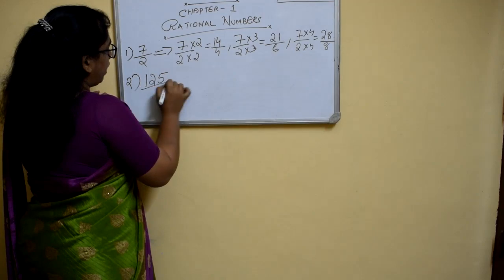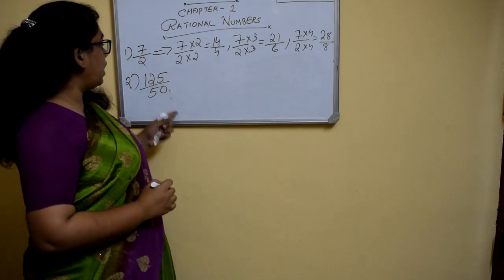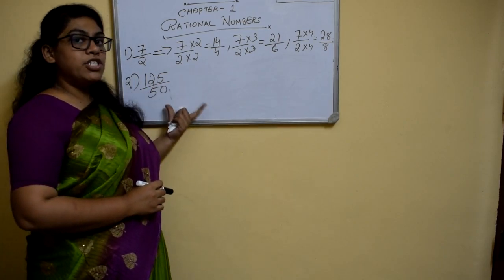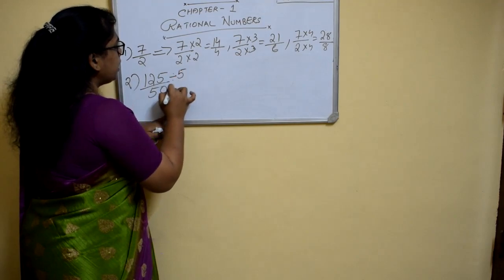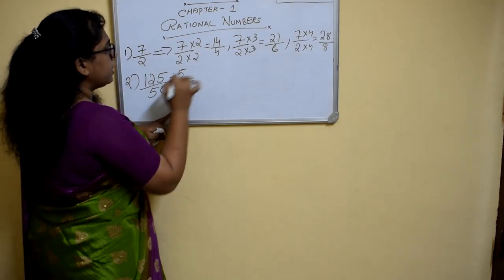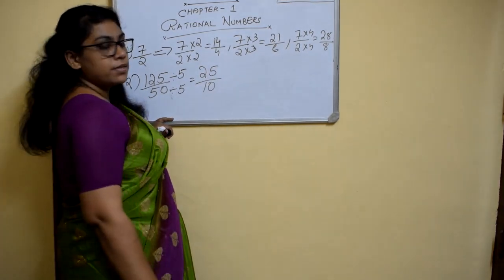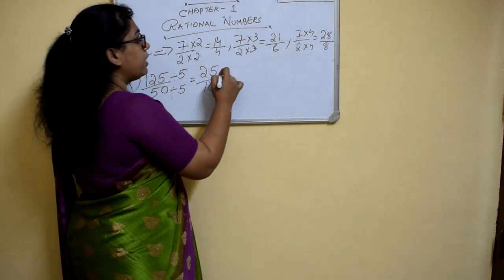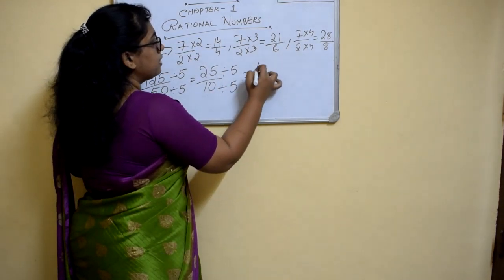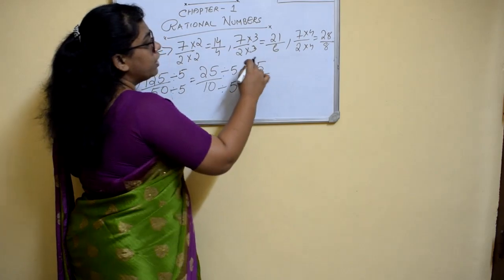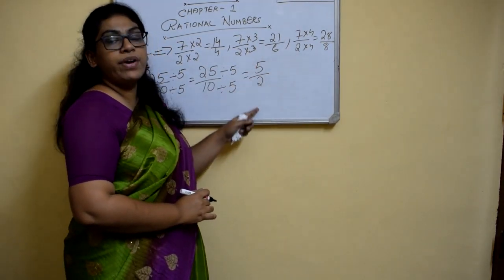125 by 50. Here both are multiples of 5, so we can divide the numerator and denominator by 5. What will we get here? 25 by 10. Again we can divide by 5. What is the answer? 5 by 2. We can stop here because there is no other common factor between them.